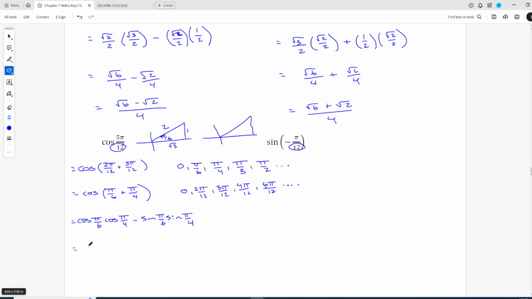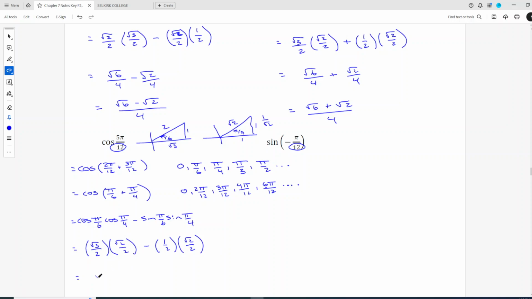Okay, so the cos of pi by 6 is going to be that root 3 over 2. Cos of pi by 4, so again, pi by 4 is going to be my 1, 1, root 2. So the cos of pi by 4 is that root 2 over 2 again. Sine of pi by 6 is 1/2. And sine of pi by 4 is root 2 over 2. Right? And if anybody's wondering, sine of pi by 4, opposite over hypotenuse, 1 over root 2, and then we rationalize the denominator.